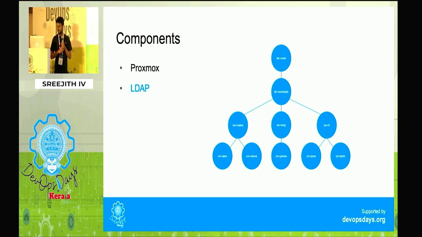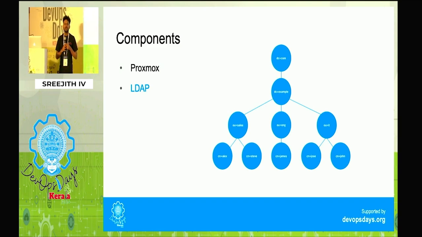And the second one is LDAP. Now, LDAP stands for Lightweight Directory Access Protocol. It has a couple of implementations. One famous one is Microsoft Active Directory. And we use OpenLDAP, which is the free and open source version. And LDAP basically allows us to store organizational data and user credentials in a hierarchical manner.